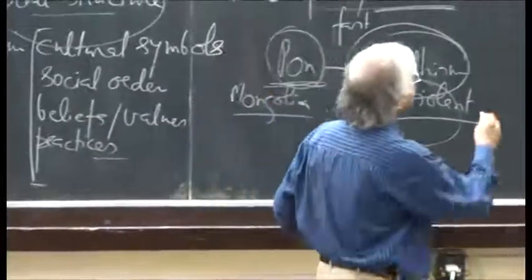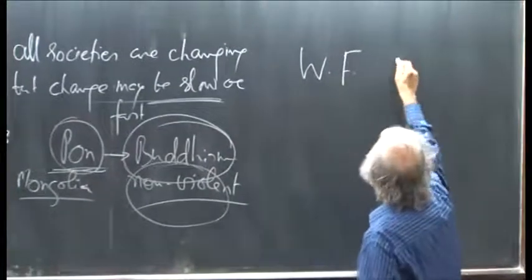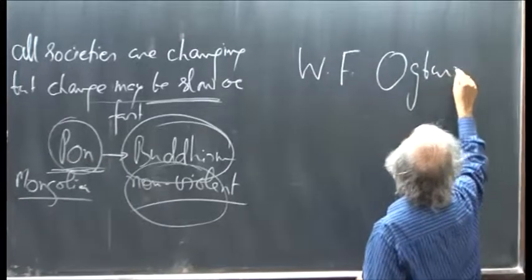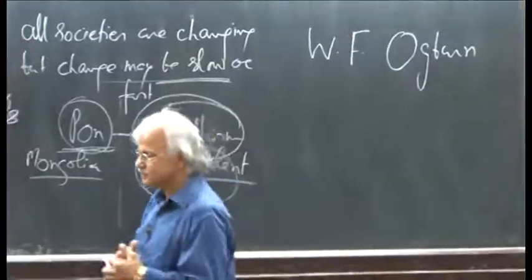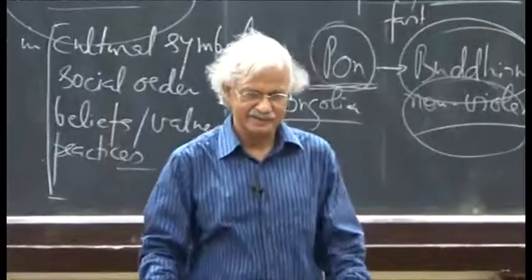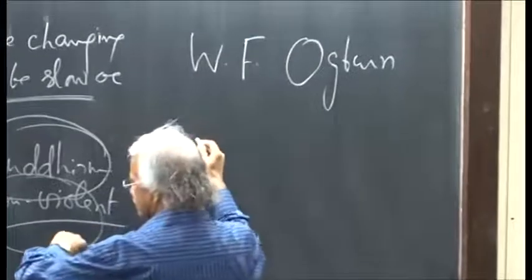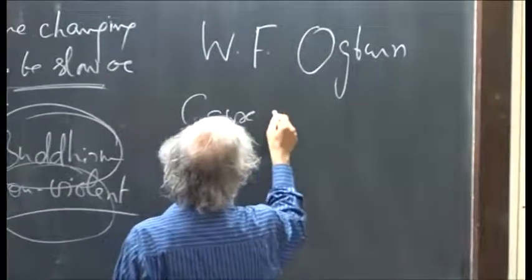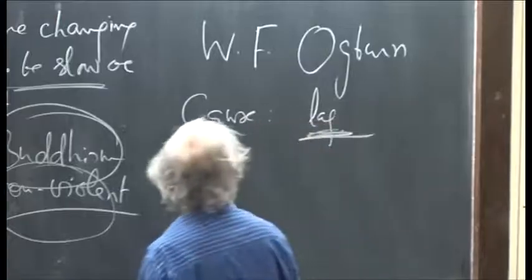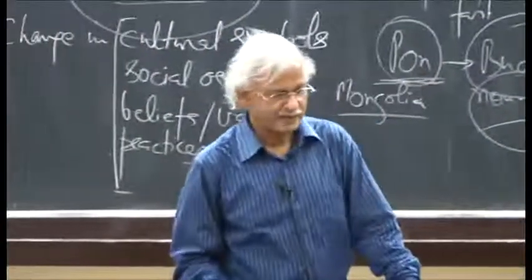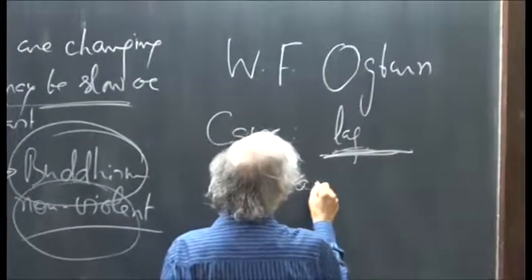So there is a theory. One W. F. Ogburn, there is discussion of Ogburn's theory in your sociology books. He said that the major cause of social change is lag, or this lag, another term he uses is maladjustment.